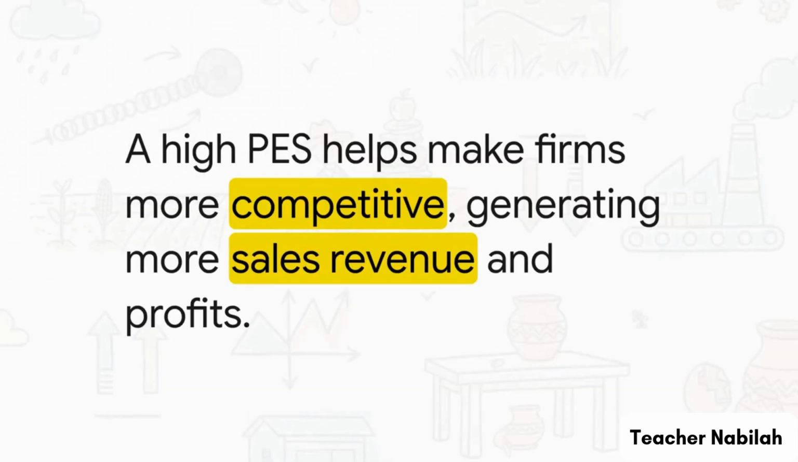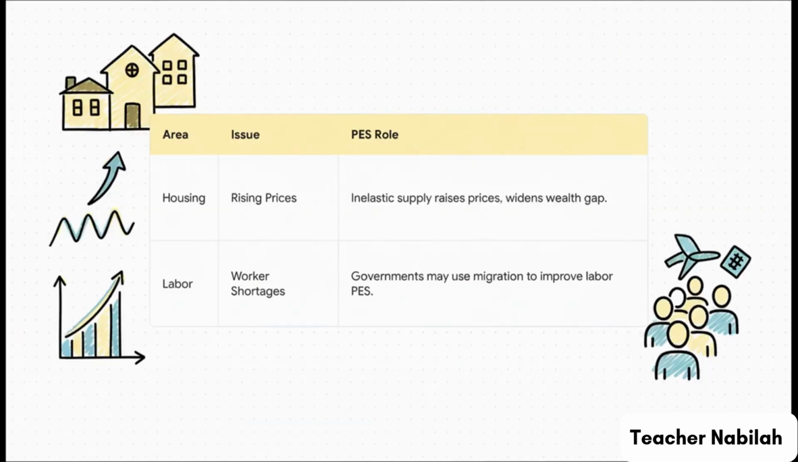Because at the end of the day, having a high PES, a high flexibility score, means your company is nimble. You can react instantly to what customers want. When demand spikes, you can meet it. And that means more sales, more revenue, and more profit. It's that simple. And this goes way beyond just companies.